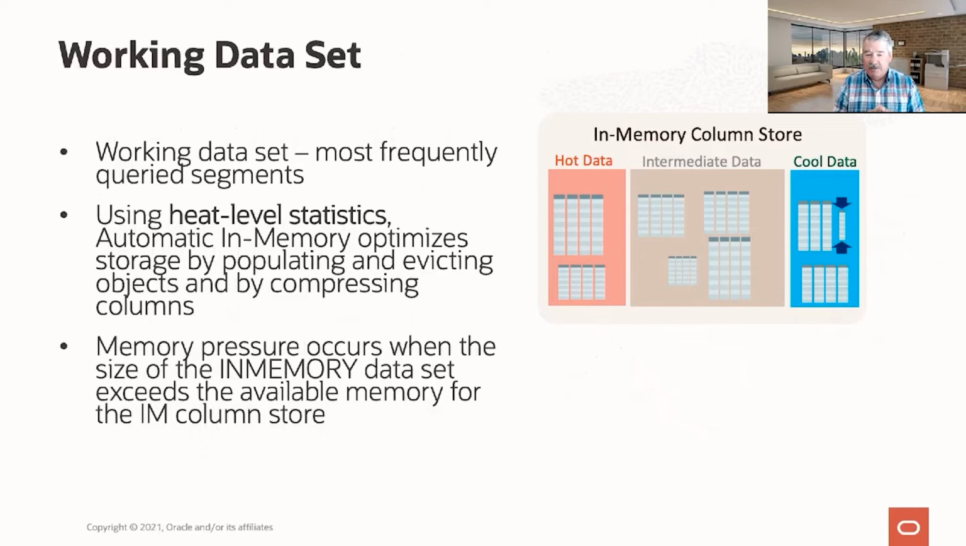The framework of AIM is based on not only the memory pressure issue that I talked about, but also on a working data set size. So the idea obviously is to have the objects that will give you the biggest bang for the buck in the column store. And we understand that that can be a moving target. Based on your business requirements and your workload, that could be different at different times of the day, at different periods of time in the month or the week. So the idea here is that based on access and your business requirements, we'll try to make sure that the most active segments are in the column store. And that's the gist of what the working data set is supposed to be about.